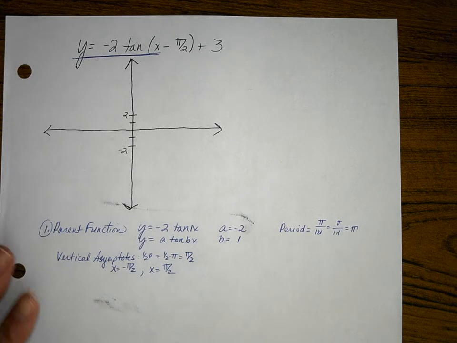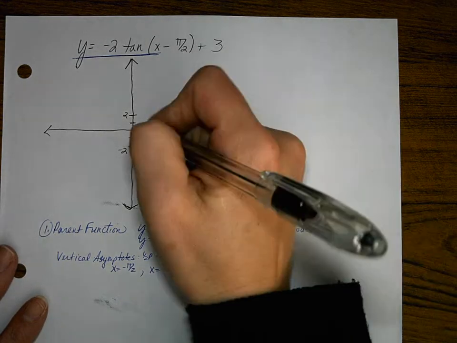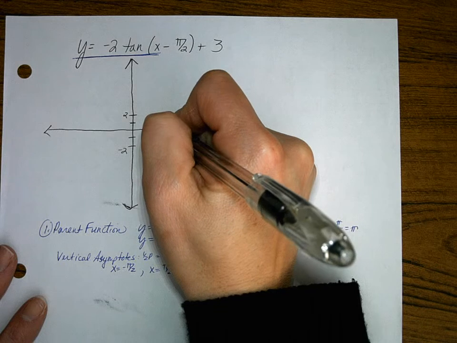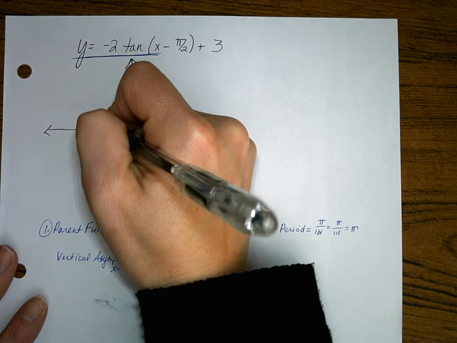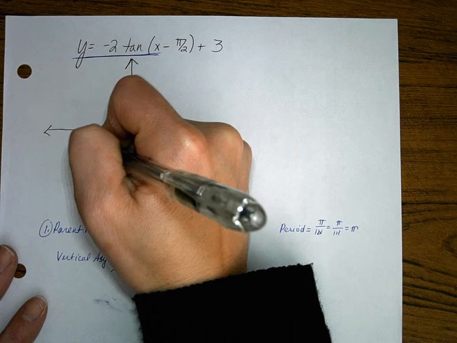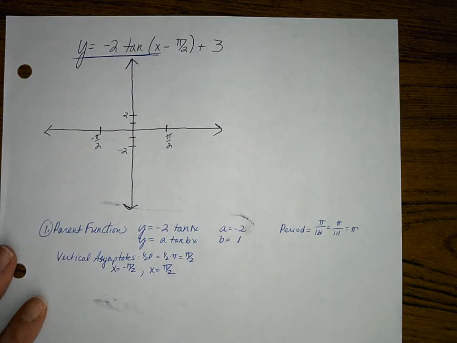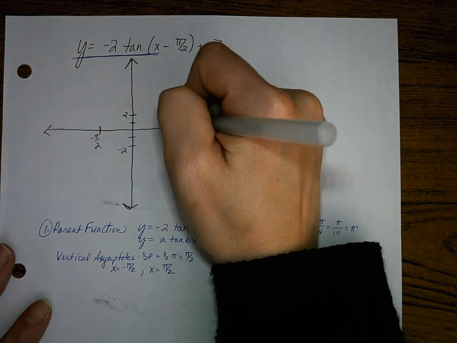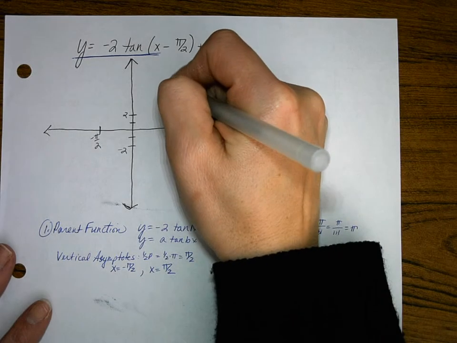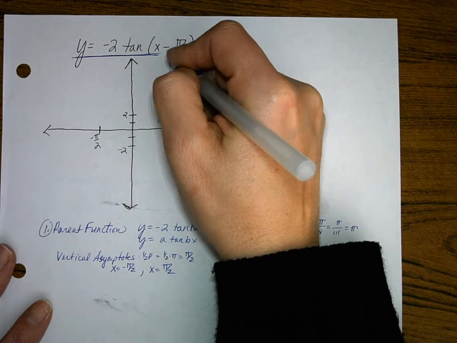over 2. So in other words, on my graph, if I go to the right pi over 2 and if I go to the left pi over 2, those are the spots that I'm going to have those vertical asymptotes. Remember, they're dashed lines. My graph approaches that line but never touches it.